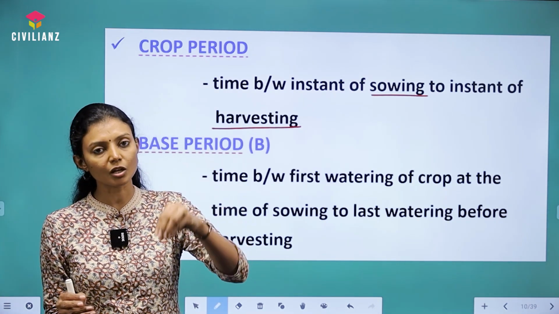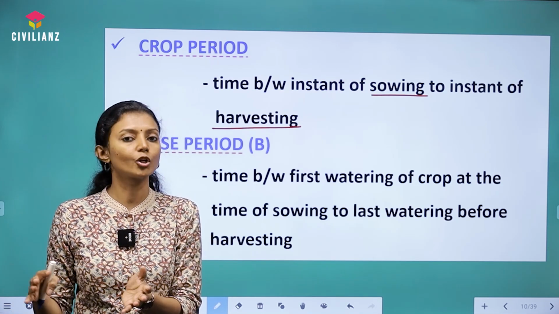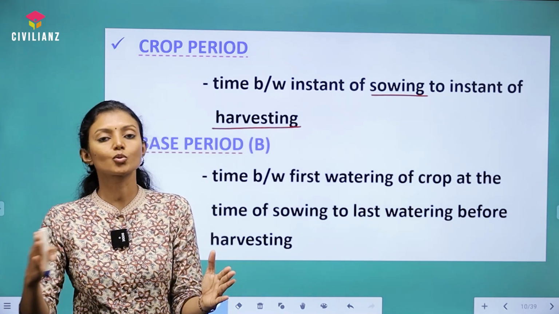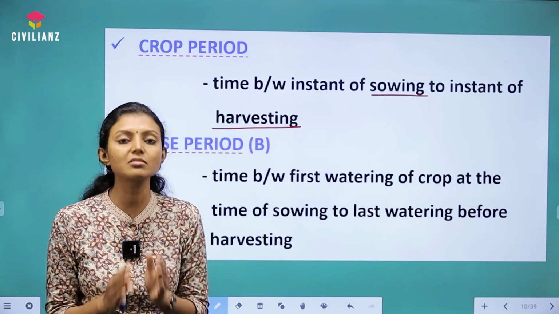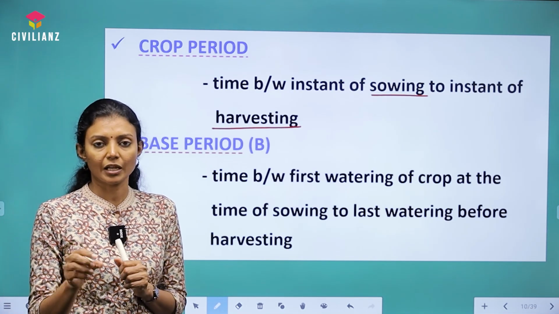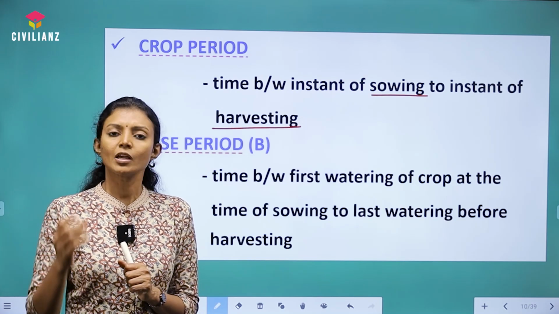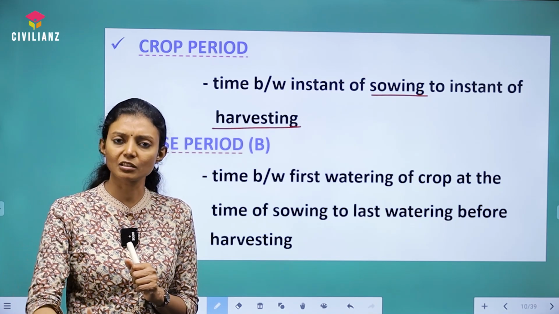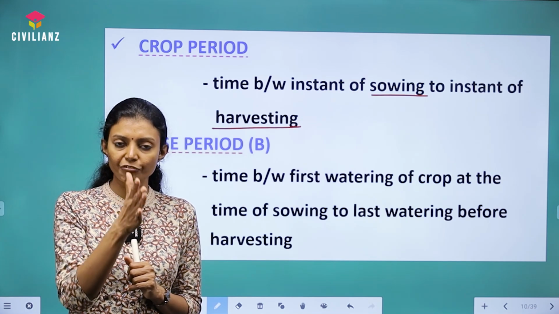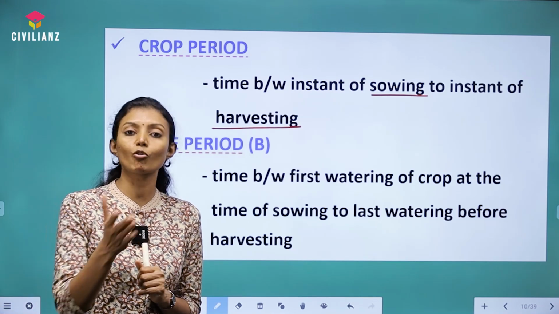We are introducing the crop into the field at the time of sowing, and we are removing it from the field during harvesting. So the time between the instant of sowing and the instant of harvesting is known as crop period. So what will be a base period? Base period is the time interval between the first and last watering. Can you guess when we will be providing the first watering to the seeds? At the time of sowing. So the time between the first watering at the time of sowing to the last watering before harvesting.